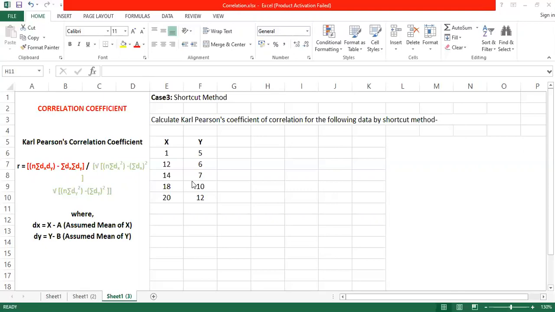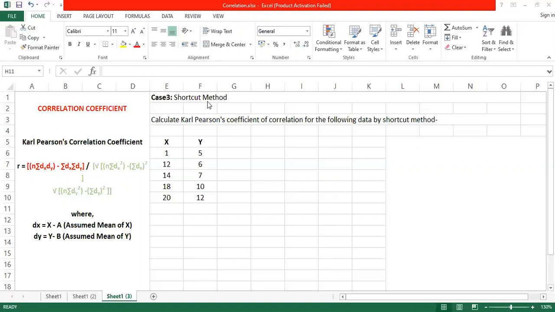Now the question is where to apply the shortcut method. Shortcut method can be applied for either of the cases, whether means are in whole numbers or not, it does not create a problem in the application of shortcut method. Shortcut method is applied to reduce the calculation and simultaneously to reduce the chances of occurrence of error, right?